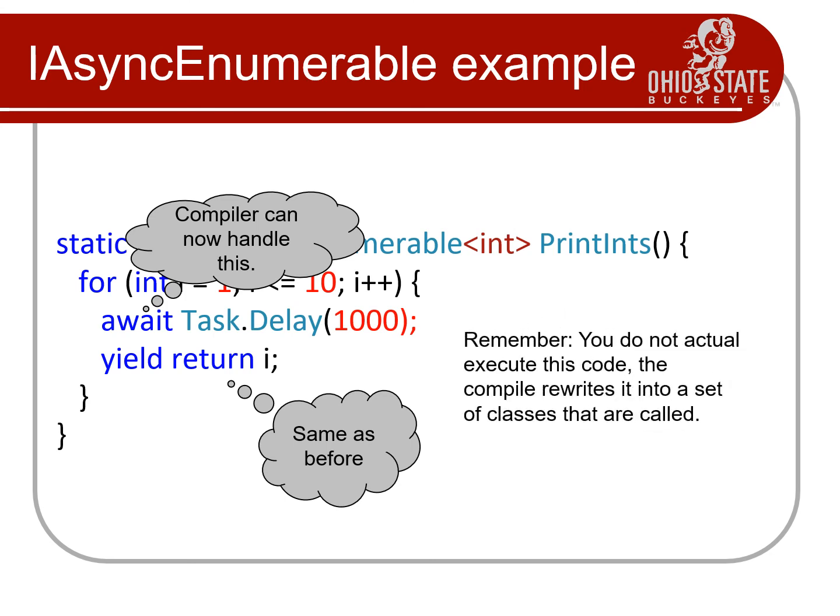Okay, and I guess the last comment I'll make there is, again, the compiler, you don't actually execute this code. The compiler is going to take this yield return and create a whole bunch of new classes, much like it did with IEnumerable.